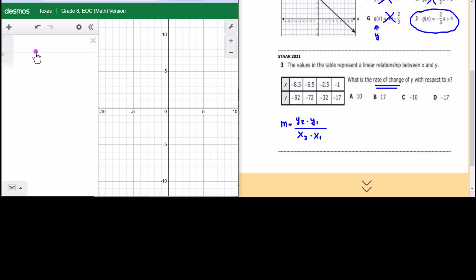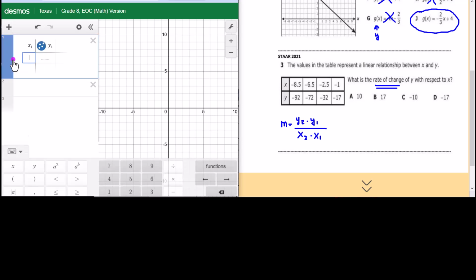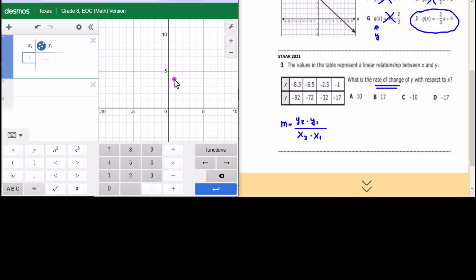So here I'm going to have my Desmos calculator. I'm going to click the plus button, and here I have a table. So I click on the table, and now I'm just going to copy what I have on the table.